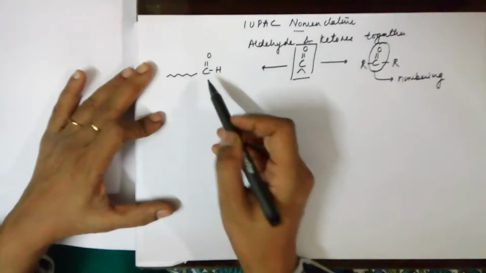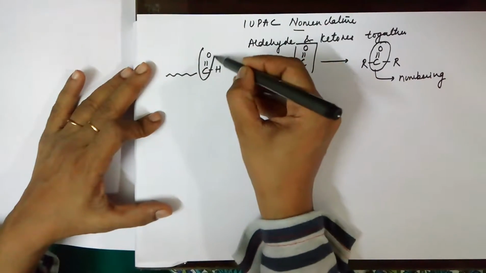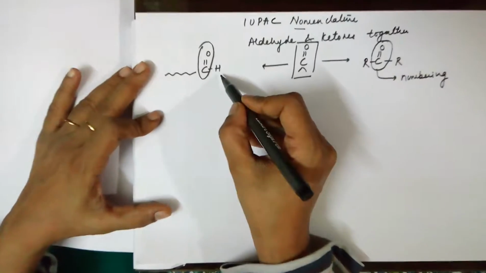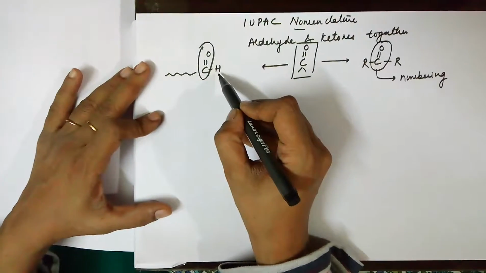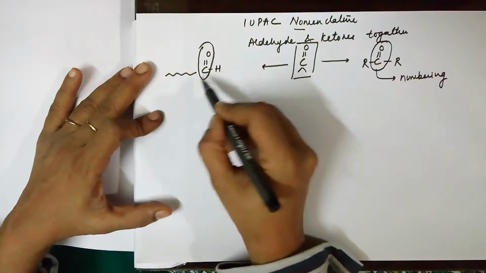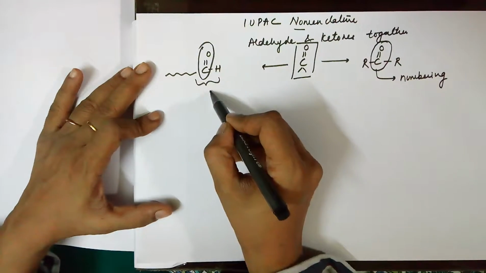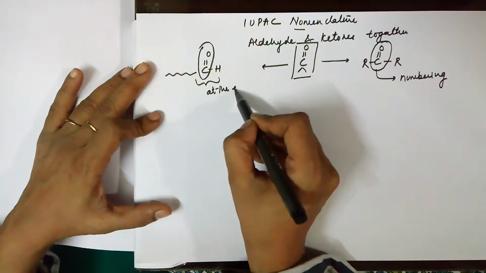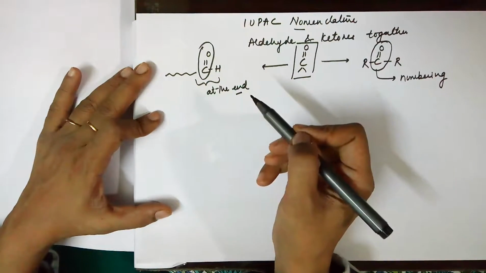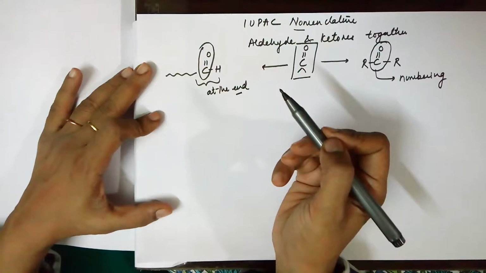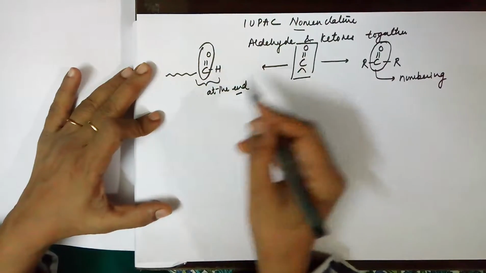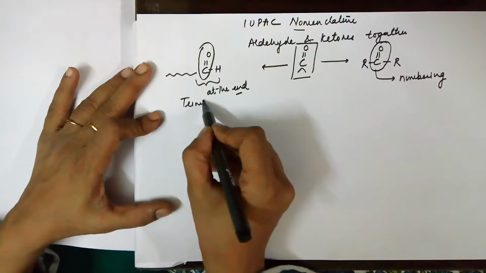Whereas an aldehyde group also has a C double bond O, but on one side it has to have an H. It may have H on both the sides also, but at least on one side it has to have a hydrogen attached. Thereby, this group would always be at the end. Since it would be at the end and being a functional group, generally it's given the position as number 1. So you may or may not mention its position. It is called the terminal functional group.